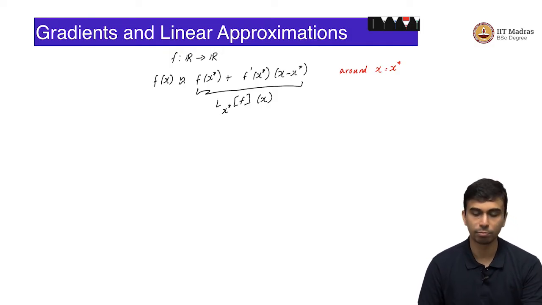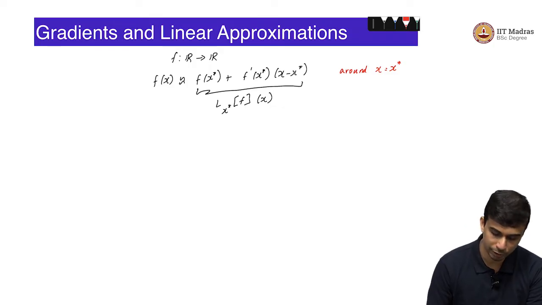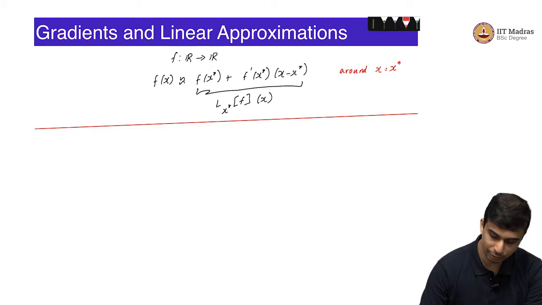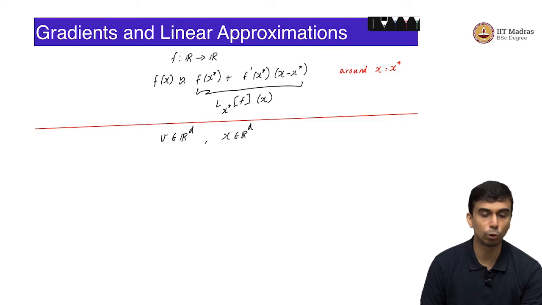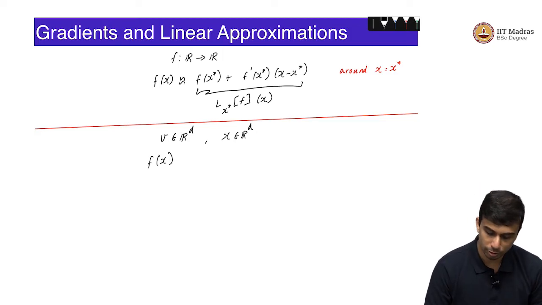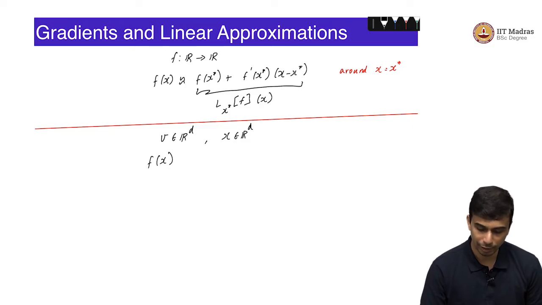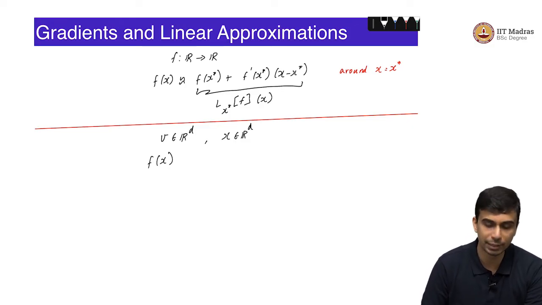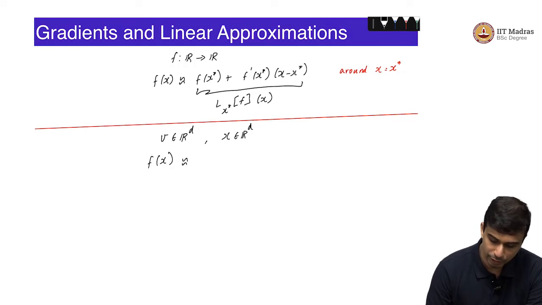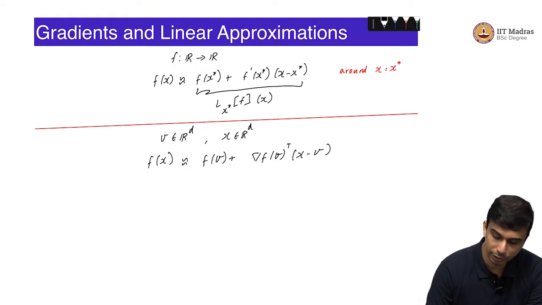How can we do the same thing for functions from Rd to R? Now imagine V is a d-dimensional vector, and x is a d-dimensional vector in its neighborhood, close to V. Now you want to be able to approximate f of x. I will give the answer first and then give various interpretations of it, which is f of x is approximately equal to f of V plus grad f of V transpose x minus V.